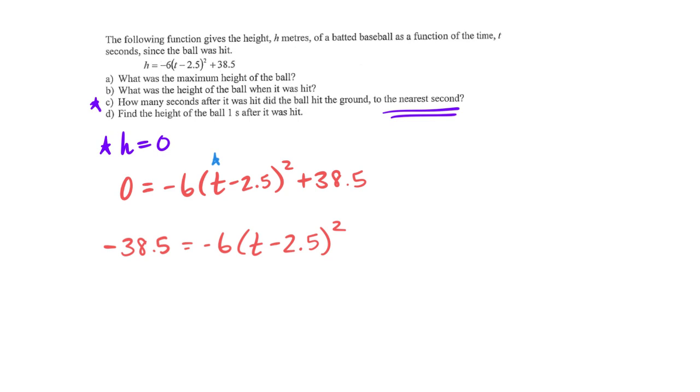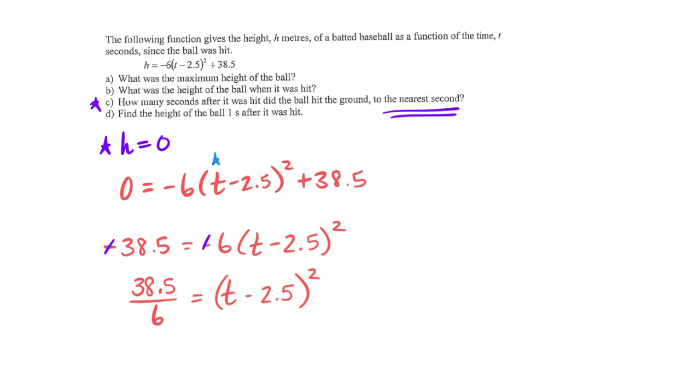Now I've got my t term all by itself. Now I want to go through and isolate for t. So now what I'm going to do is divide out that coefficient of -6. To get rid of a times by -6, I'm going to divide by -6. Pretty quickly I'm hoping we can see a negative divided by a negative is a positive. And so we're going to get 38.5 divided by 6 is going to equal (t - 2.5) all squared.